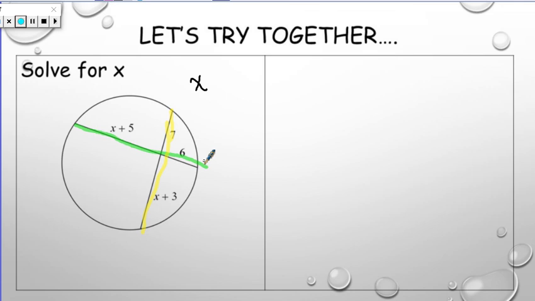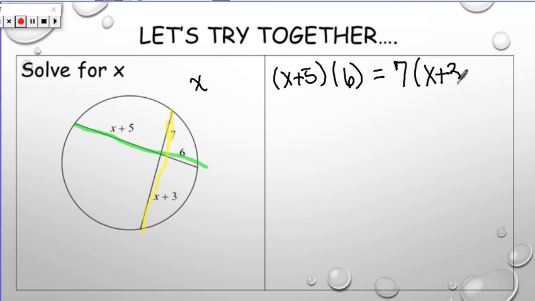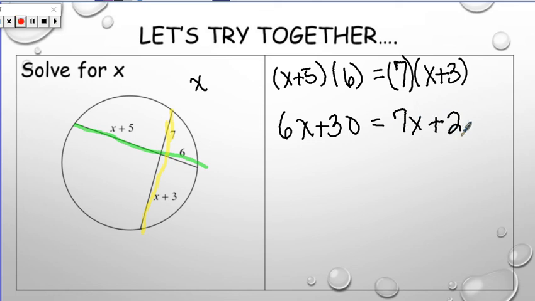So I'm going to multiply the two pieces of the green chord, which is going to be X plus 5 multiplied by 6 should equal, and I'm going to multiply the two parts of the yellow chord. So that's 7 times X plus 3. Or you can put X plus 3 times 7. Multiplication is commutative. Alrighty. So here I'm going to do 6x plus 30. This is distributive property equals 7x plus 21.